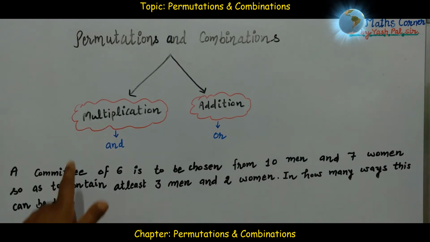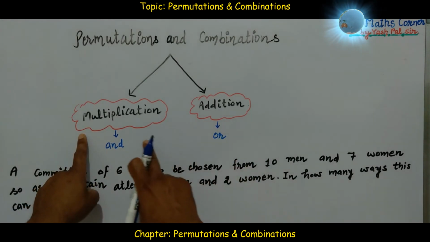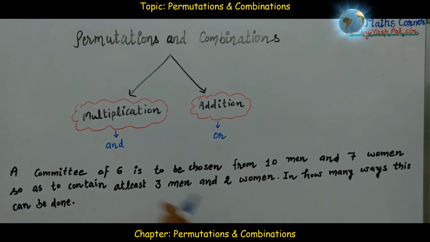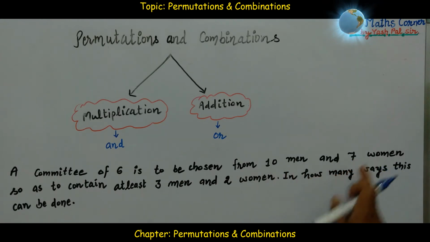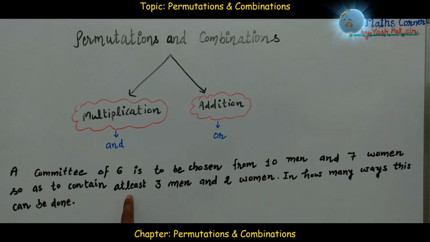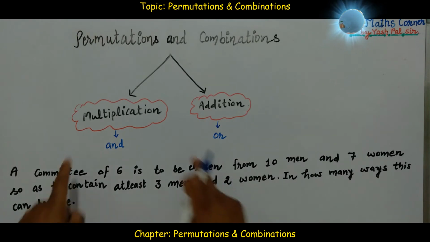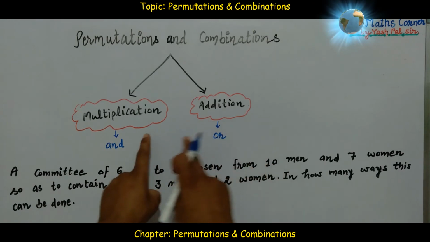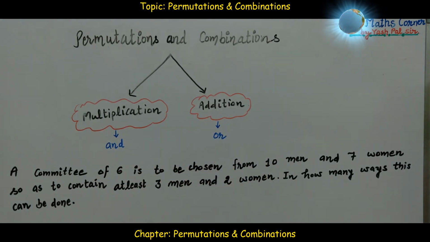Now, in order to discuss the role of multiplication and addition in permutations and combinations, let us have one more example. What is the example? A committee of 6 is to be chosen from 10 men and 7 women, so as to contain at least 3 men and 2 women. In how many ways can this be done? Here both aspects, multiplication as well as addition, will be discussed with this example.